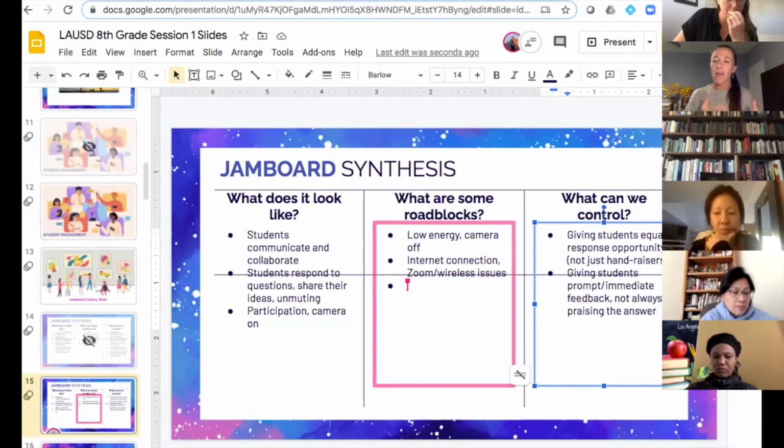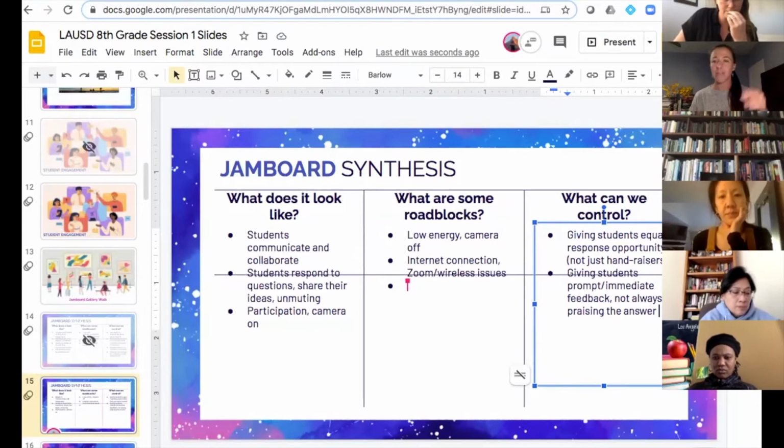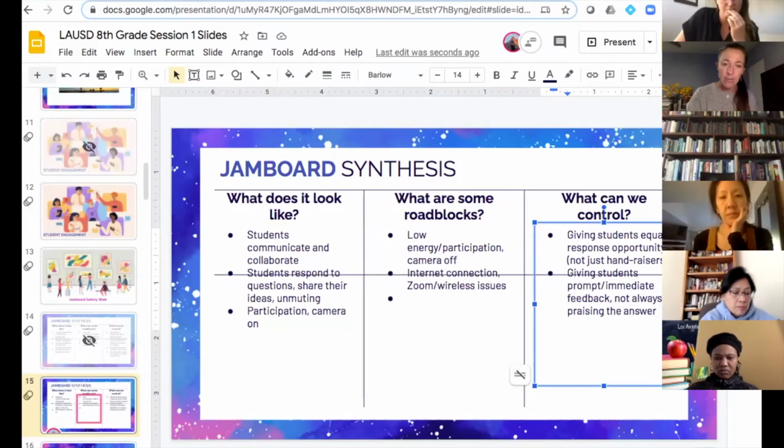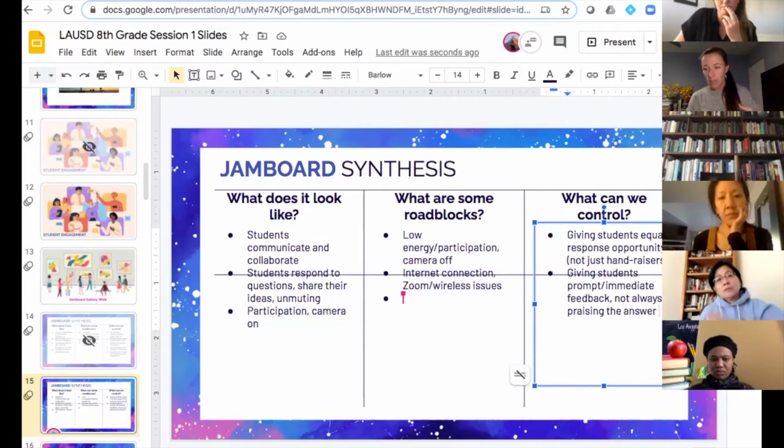That is why we coupled it with this question about what we can control. I know it's really frustrating to see a lot of black squares without the students' cameras on, but it really could be motivated by the fact that they just don't have the connectivity strength. That's not something that we can control. So I thought it was wonderful to see in the Jamboard questions like, how can we still give them opportunities to engage that don't require turning their cameras on or unmuting?